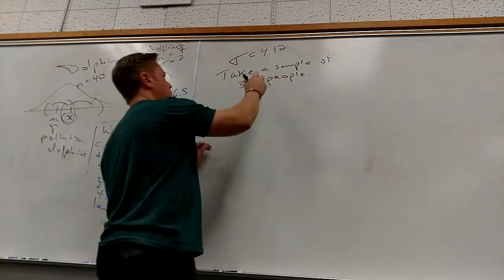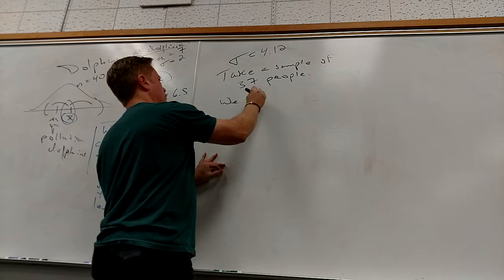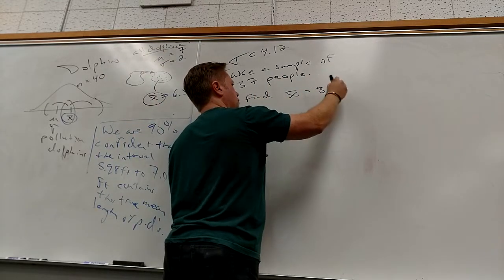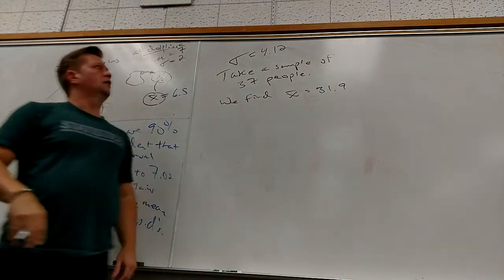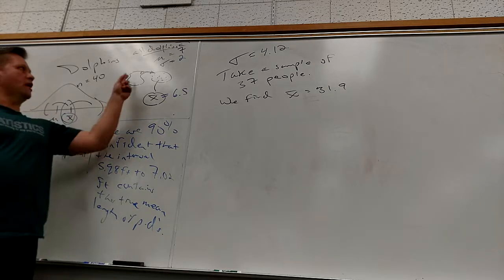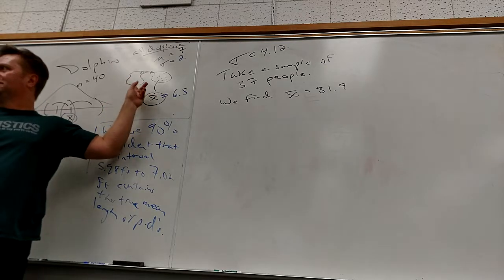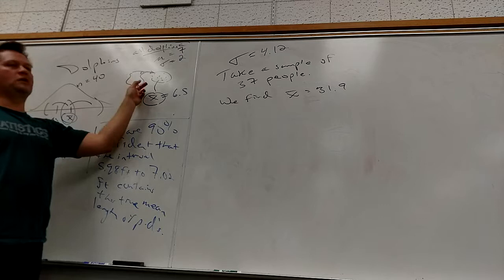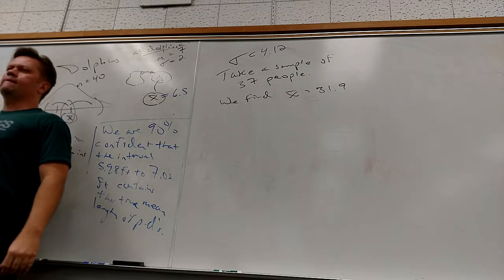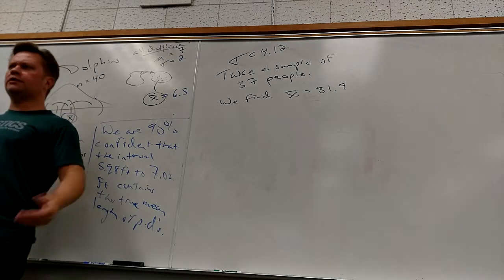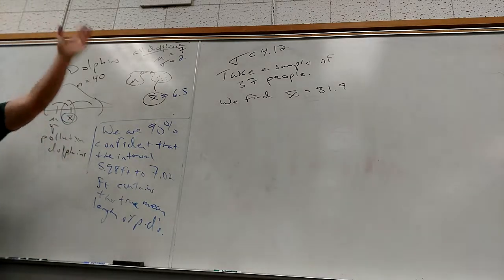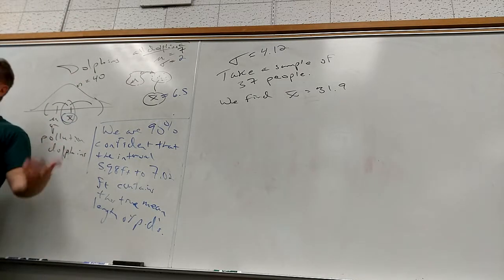So, 37 people, we find an average age of 31.9. So the same island, I guess. Let's say the same island. We take a sample of 37 people from this island, and we get an average age of 31.9. And now we're curious. We want to get a feel for what the real mu is of all the ages of all the people. We can't talk to all of them.